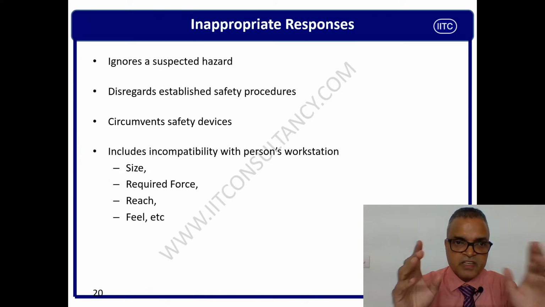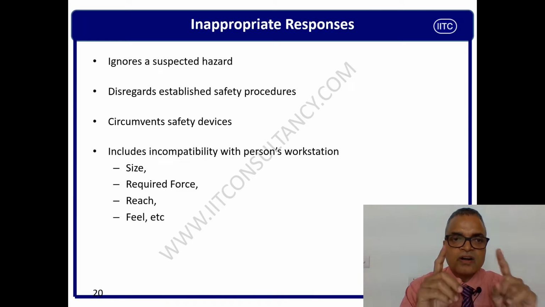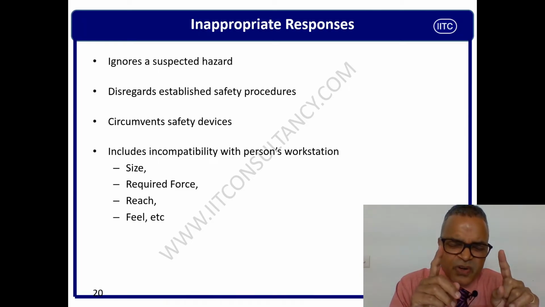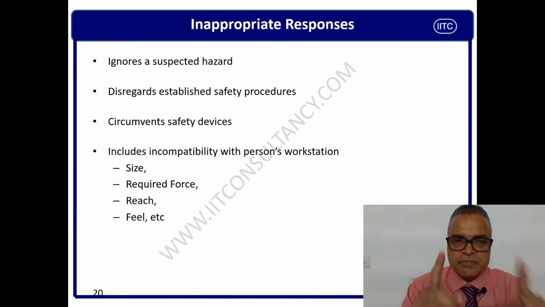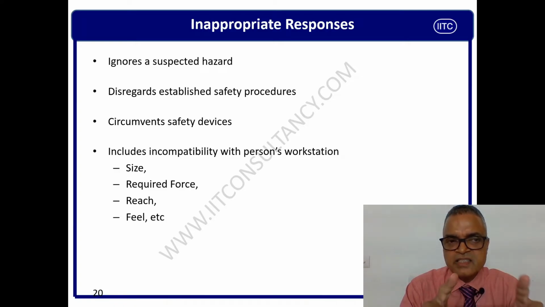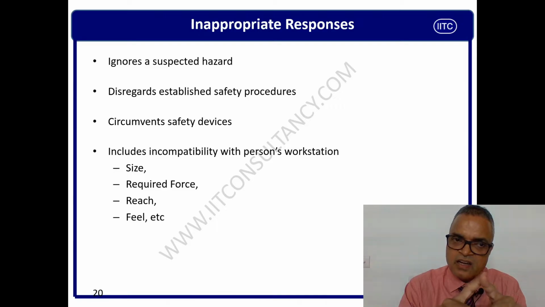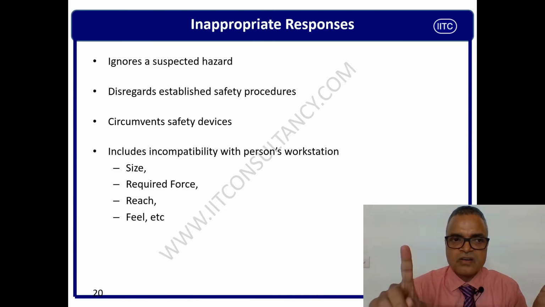Ignoring a suspected hazard means we don't see the hidden hazard. That is why we have to hunt the hazard. If you don't hunt the hazard, definitely it will slip through and will be realized only at the time of the incident, and this will create injury, property damage, fatality, all.